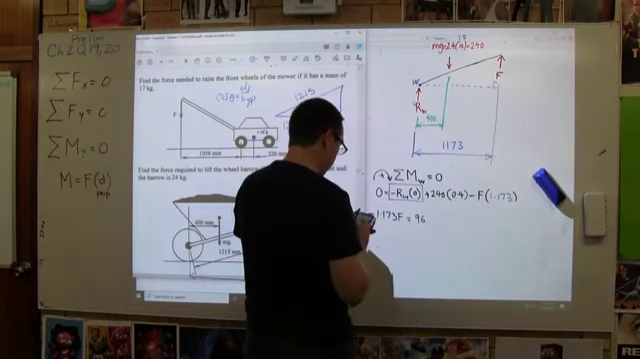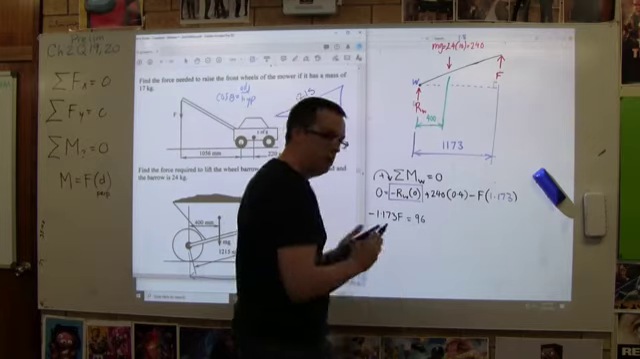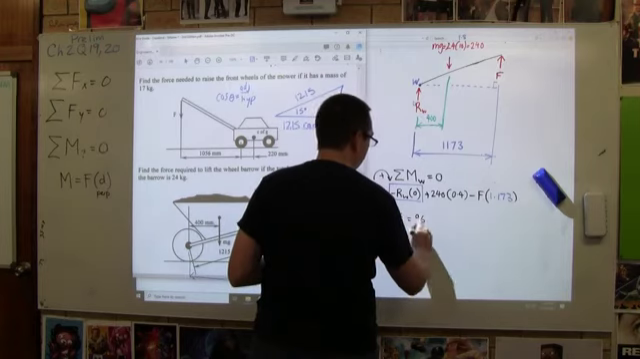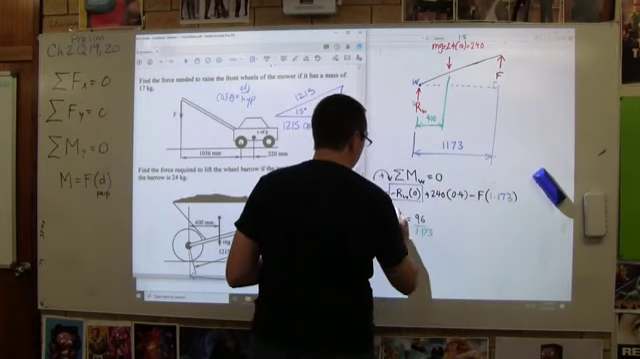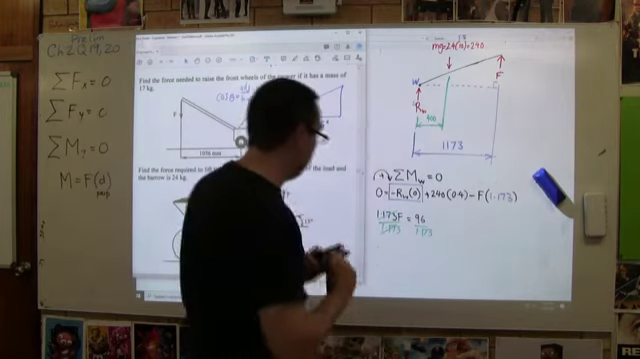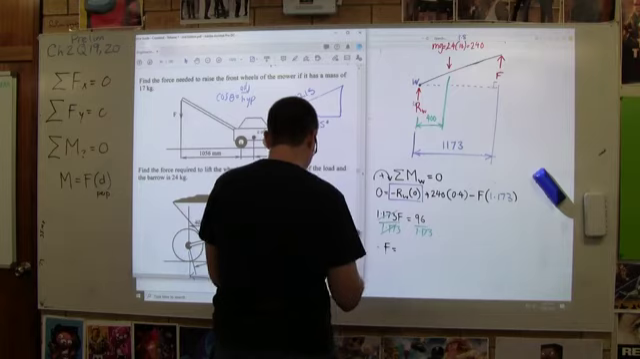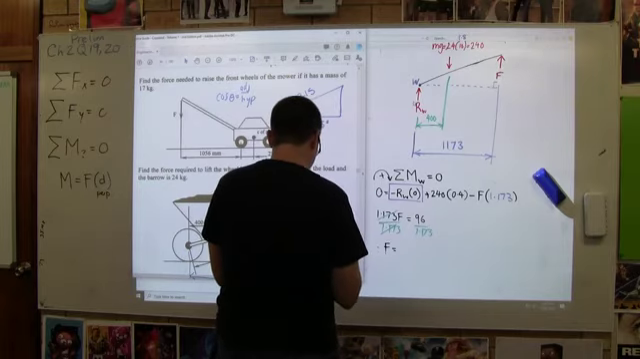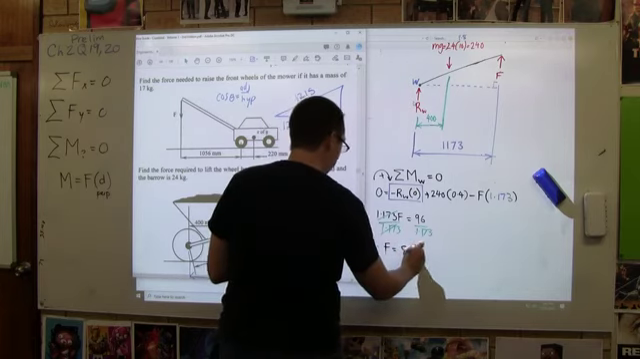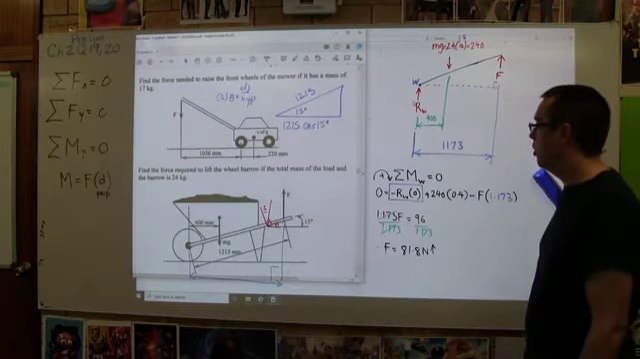But you know what, I'll type it in again. If I divide both sides by 1.173, F disappears from one side. F equals 96 divided by 1.173, which equals 81.8. 81 is what our answer is, and that's what we got last time, so we've proved it right.